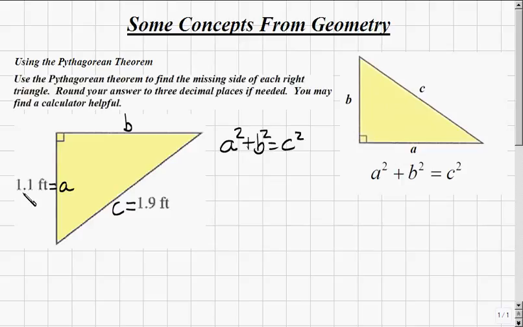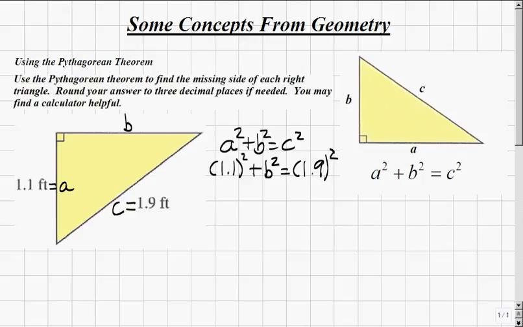A squared will be A, which is 1.1 squared. Plus B we don't know, so we'll write that again, is equal to side C, 1.9 squared. Next, let's use a calculator to compute 1.1 squared and 1.9 squared.